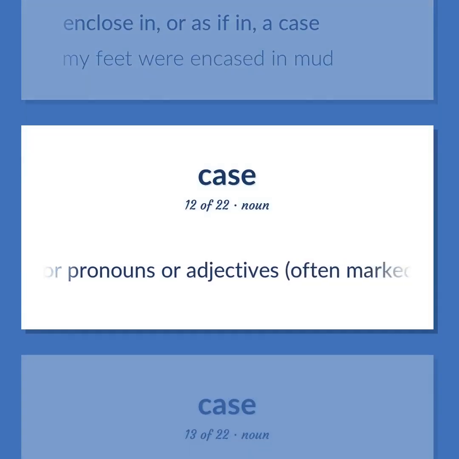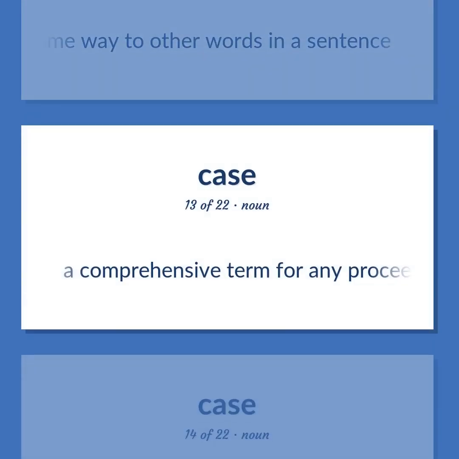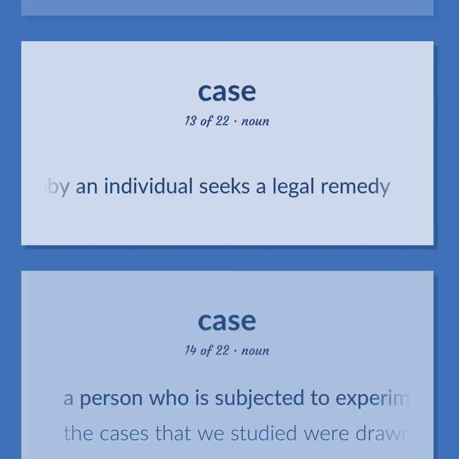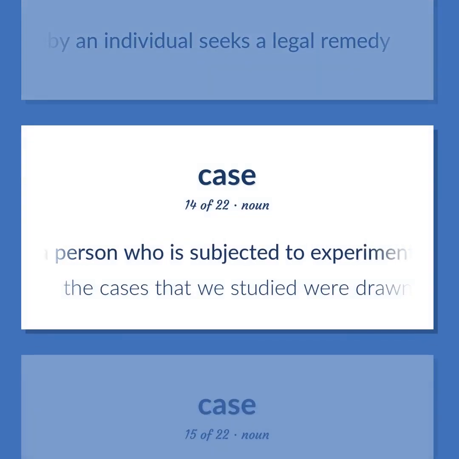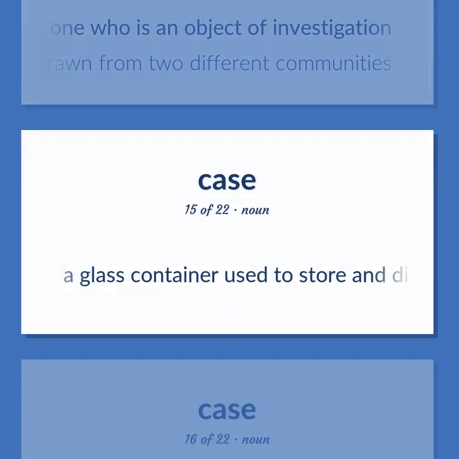Nouns or pronouns or adjectives, often marked by inflection, related in some way to other words in a sentence. A comprehensive term for any proceeding in a court of law whereby an individual seeks a legal remedy. A person who is subjected to experimental or other observational procedures. Someone who is an object of investigation. The cases that we studied were drawn from two different communities.